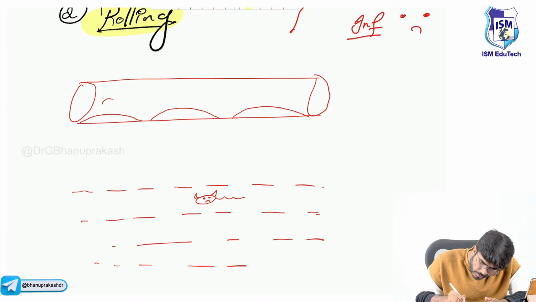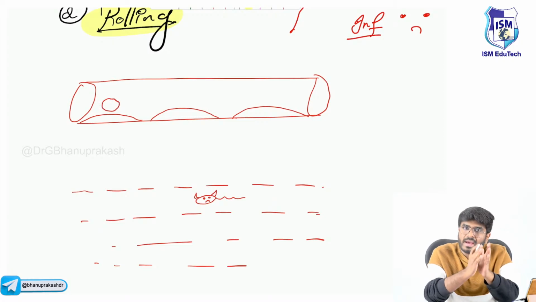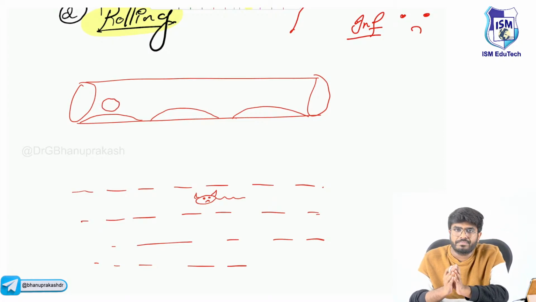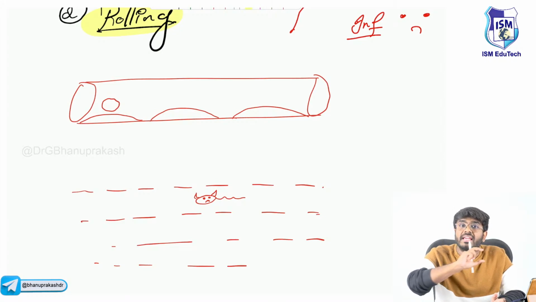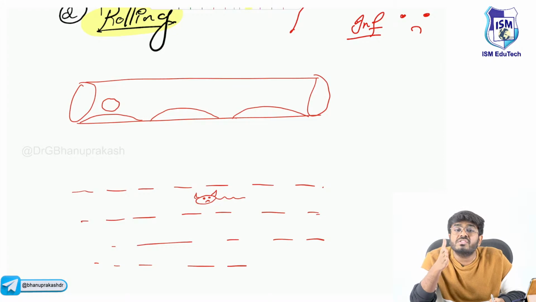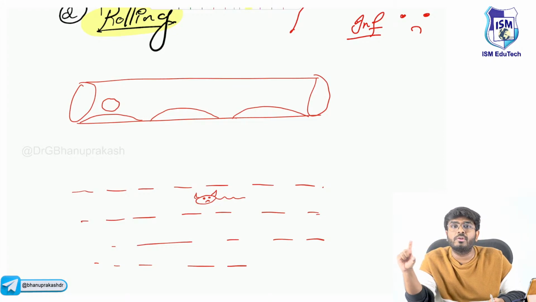The WBC is now marginated. Now WBCs are going with a very high speed, sir. So now what do we need to do? First we need to decrease the speed of the WBCs. Do you know what happens now?